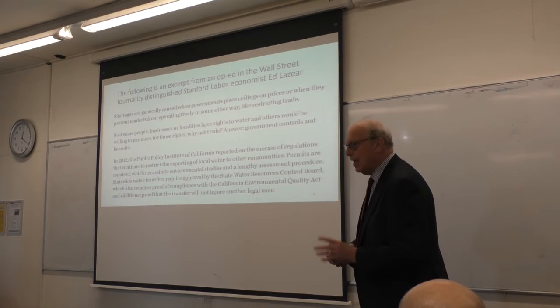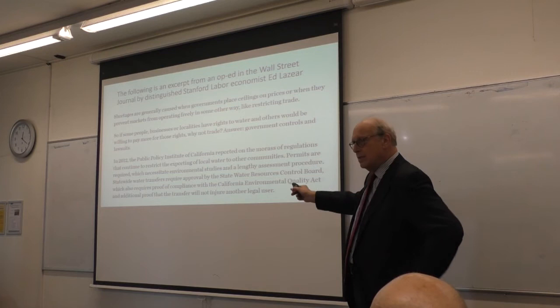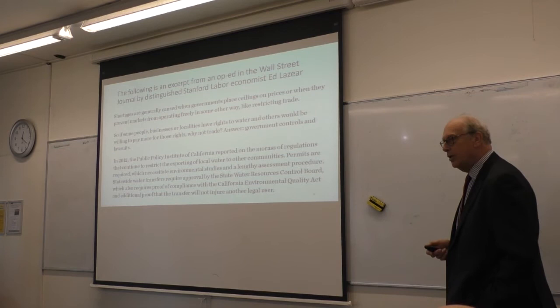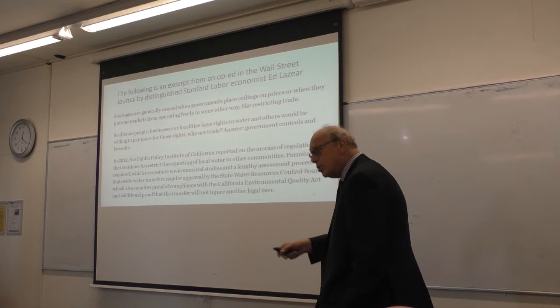So I want to give you an excerpt from an op-ed. California had an extremely severe drought in 2014, 15, and 16. And this is a Stanford labor economist. He served as chairman of the Council of Economic Advisors in the first Bush administration. This is in the Wall Street Journal, not known for its subtlety and nuance. Spouting off: shortages are generally caused when governments place ceilings on prices or when they prevent markets from operating freely. If people have rights to water and others will be willing to pay, what blocks trade? And the answer is governments get in the way.